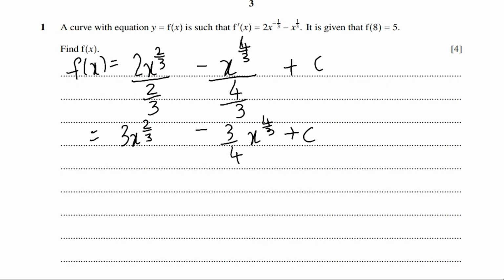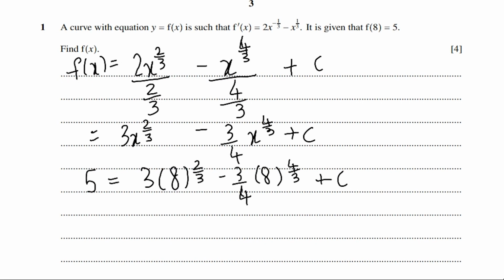Now we have to find c, which is the unknown constant. To find c, we can replace x with 8, since we are told that when x is 8, y is equal to 5. So we can say that 5 is equal to 3 multiplied by 8 raised to the power 2/3 minus 3/4 multiplied by 8 raised to the power 4/3 plus c.